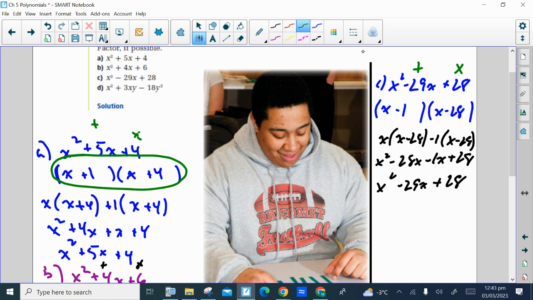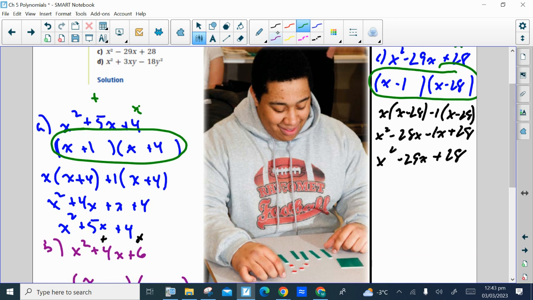So we've just shown that our factors are correct. They do multiply together to get what we started with. Now, question D, we haven't seen any like this before because this one has two variables in it. The first term is x squared, the middle term is positive 3xy, and the last term is minus 18y squared. There is no common factor here. The first two terms have an x, but the last one doesn't. The last two terms have a y variable in it, but the first one doesn't. So once again, if there are factors, they will be binomial factors.